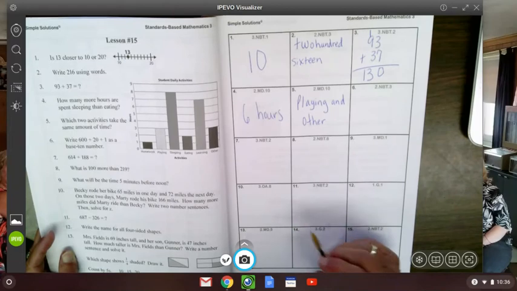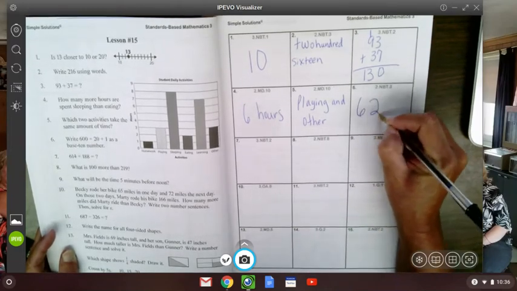6. Write 600 plus 20 plus 1 as a base 10 number. 621.